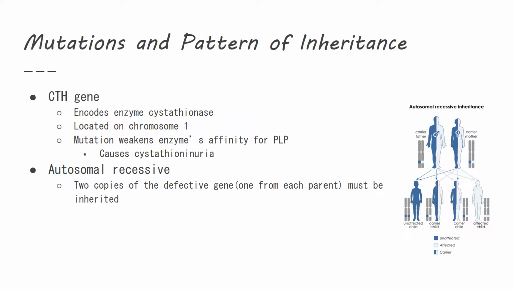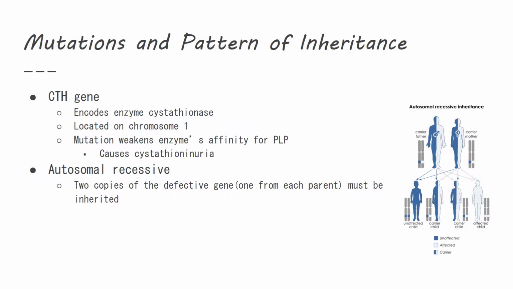The CTH gene encodes for the enzyme cystathionase, or cystathionine gamma Lyase, and it is located on chromosome 1. The enzyme usually breaks cystathionine into cysteine. However, a mutation in the CTH gene weakens the enzyme's affinity for pyridoxal phosphate, or PLP. PLP is a prosthetic group necessary for the function of this enzyme.